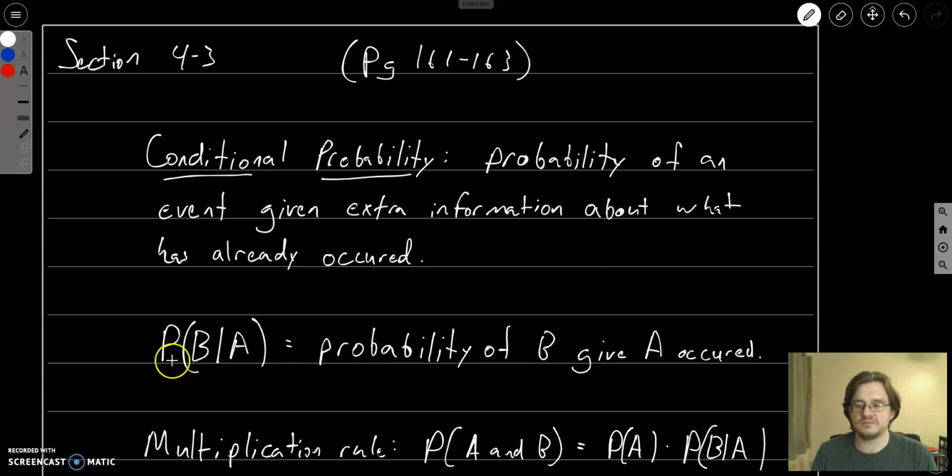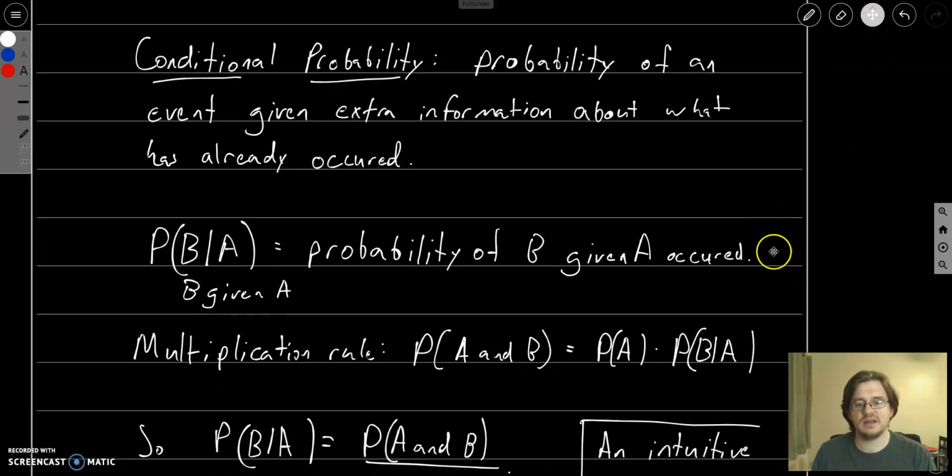So for instance here, the probability of B given A, in that order, is the probability that B will occur given that A has already occurred. So we're given some information about the past.